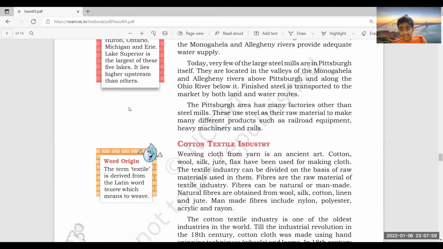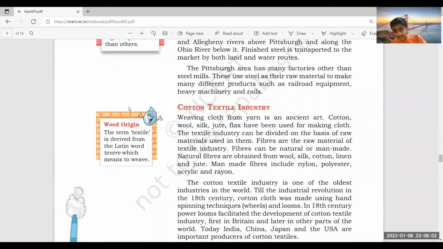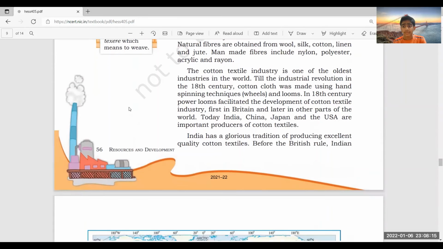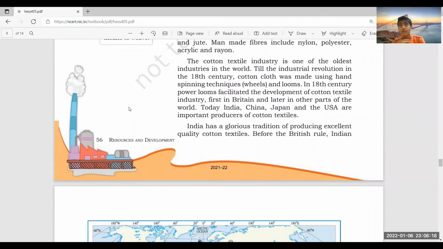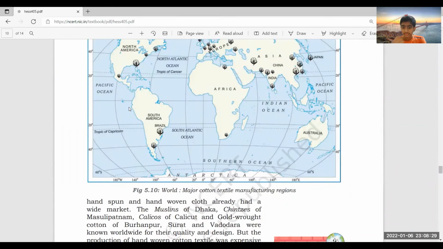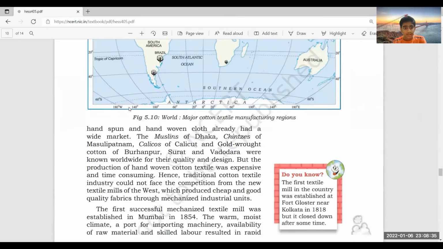Okay, in cotton textile, this is another thing. Cotton textile industry is one of the oldest industries practiced in India. To be honest, India, China, Japan, USA, they're important producers of cotton textile nowadays. India has a glorious tradition of producing excellent cotton textiles. We're going to learn about it in a few chapters, like about bandana, jamdani, calicut, and various textiles which we developed. Yeah, see, chintz, muslins, calicos. Okay, we have many things which we brought up.